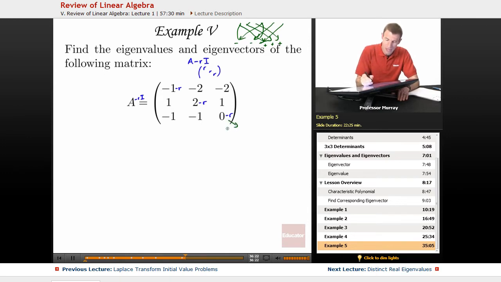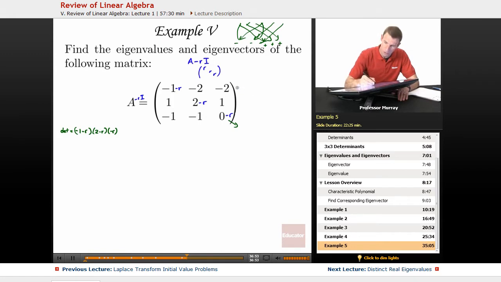The first main diagonal is -1 minus R, times 2 minus R, times 0 minus R, which is just minus R. And now the next diagonal is -2 times 1 times -1. So that gives us -2 times 1 times -1. I'm sort of wrapping around to the other side. Maybe I'll go ahead and write those columns to make that a little more obvious.